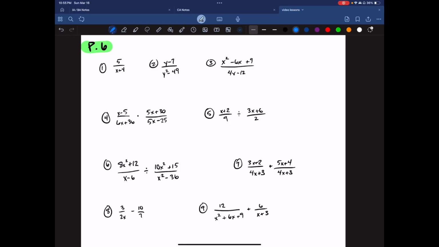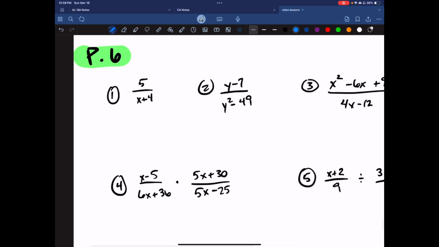Guys, welcome to P6. This lesson is all about rational expressions, and how do we work with them? Well, if you know anything about factoring polynomials, you add, subtract, and multiply basically with polynomials. But when you divide, then you get rational expressions, because a rational expression is a fraction with a polynomial on top and the bottom.